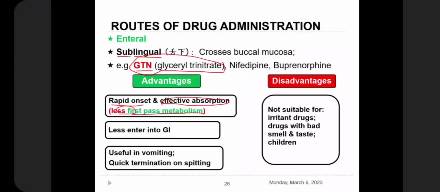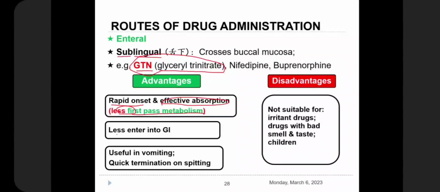Why? Because under our tongue there are very rich blood vessels, micro blood vessels. So the drug will easily enter the blood vessels directly and avoid being destroyed by the stomach or intestine. So it gets a rapid onset and effective absorption.